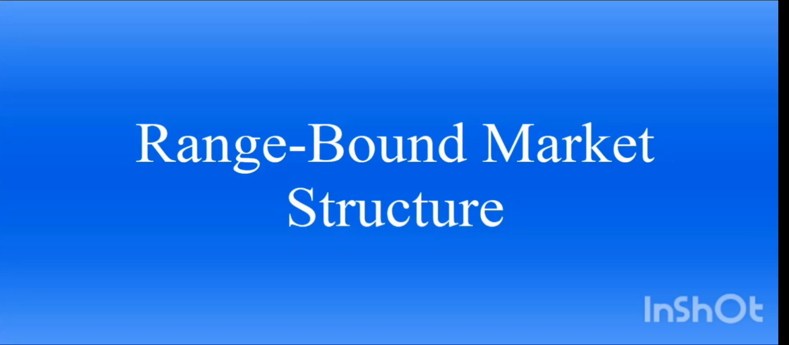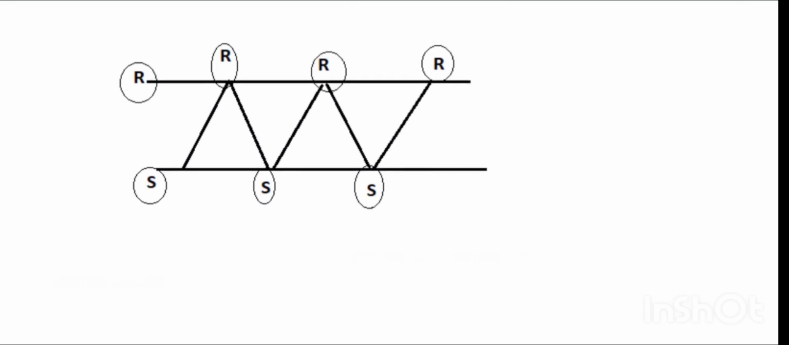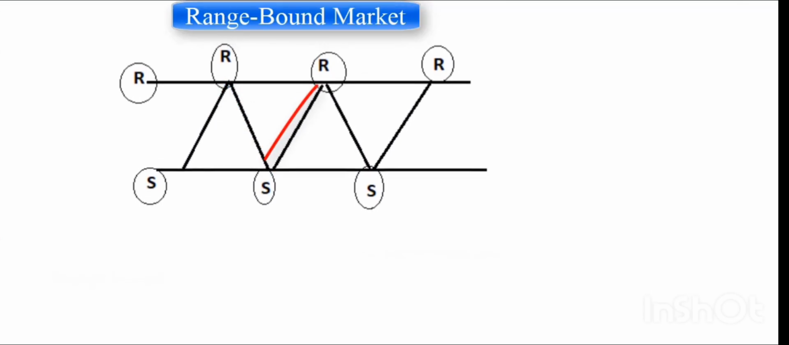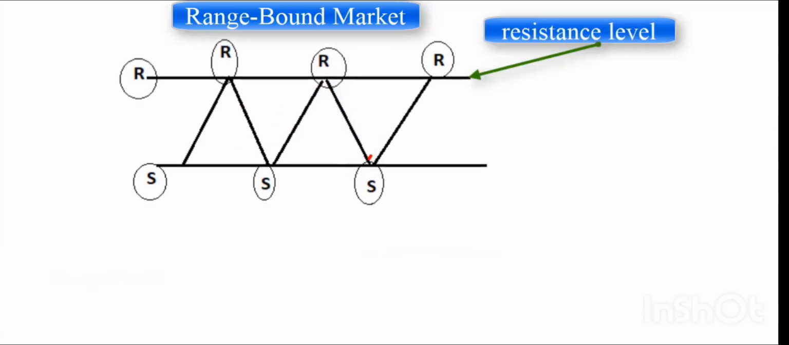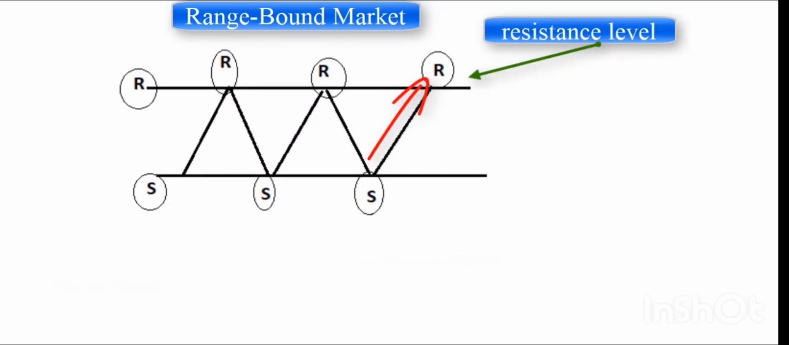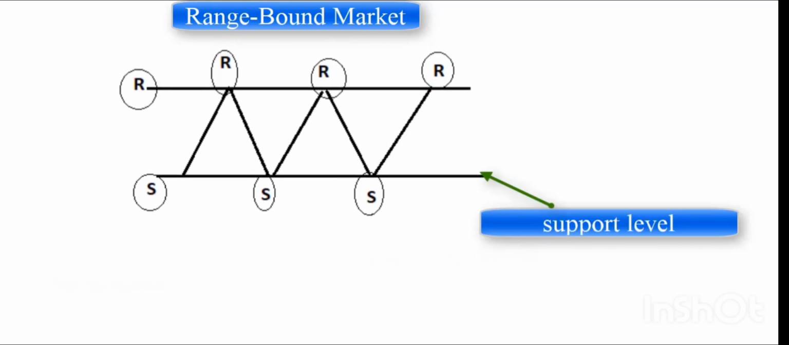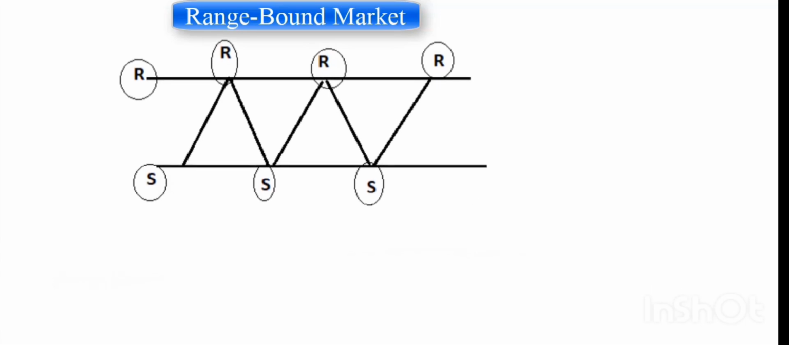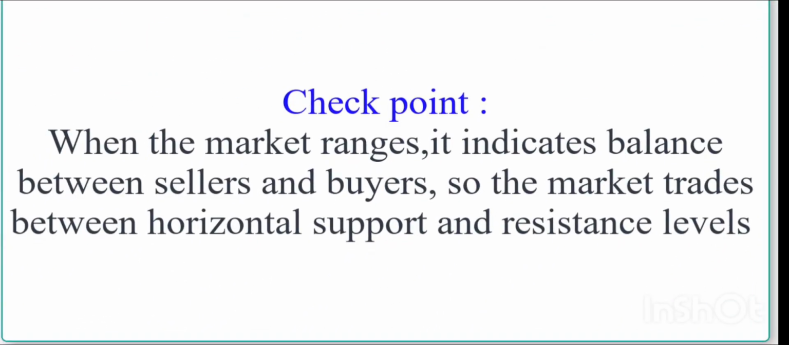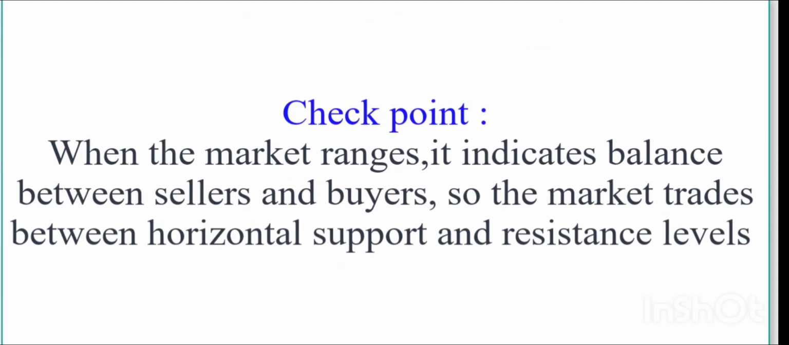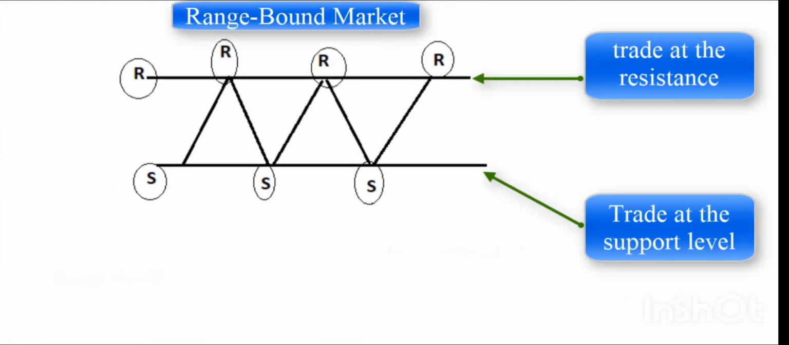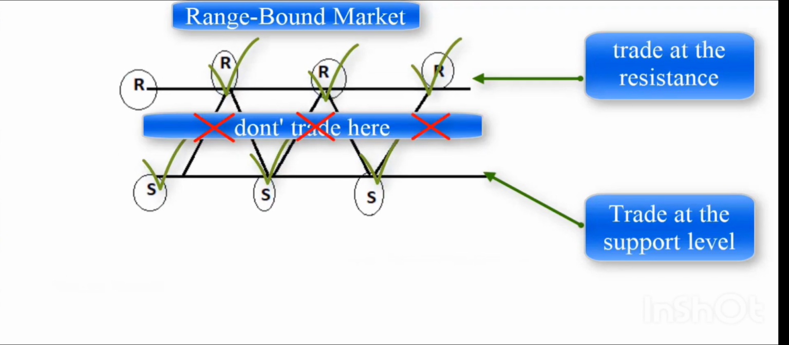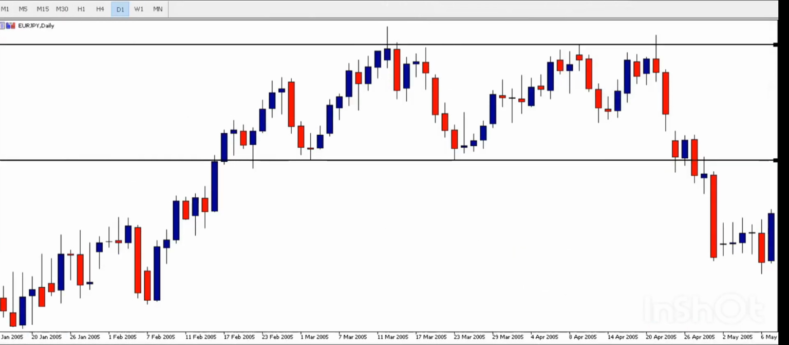Then we have another one we call range bound market structure, which is a consolidation market. Once the market is going up and down in a rectangular channel, know that it's called a consolidation market, or range bound market, or it is ranging. It will hit support, hit resistance, hit support, hit resistance. When the market ranges, it indicates that buyers and sellers are on an equal level. They hit from support to resistance till it breaks out. Once it breaks out, that's when you know that the market is trending.